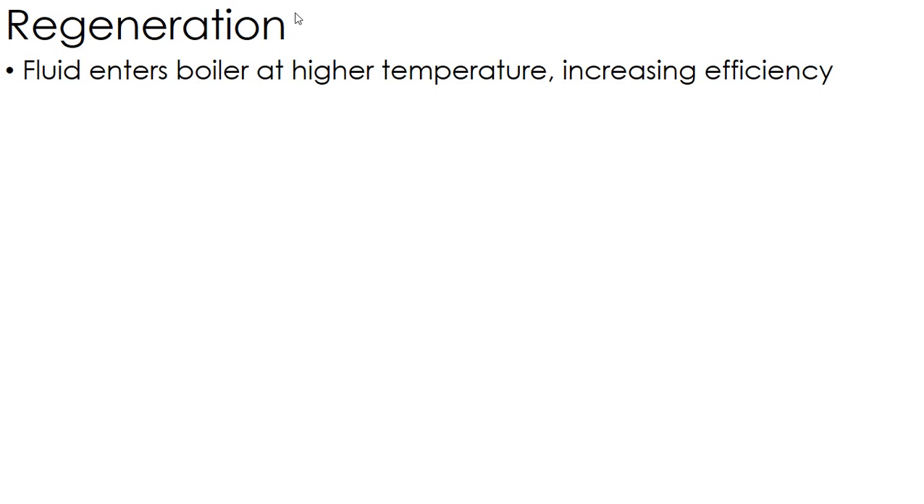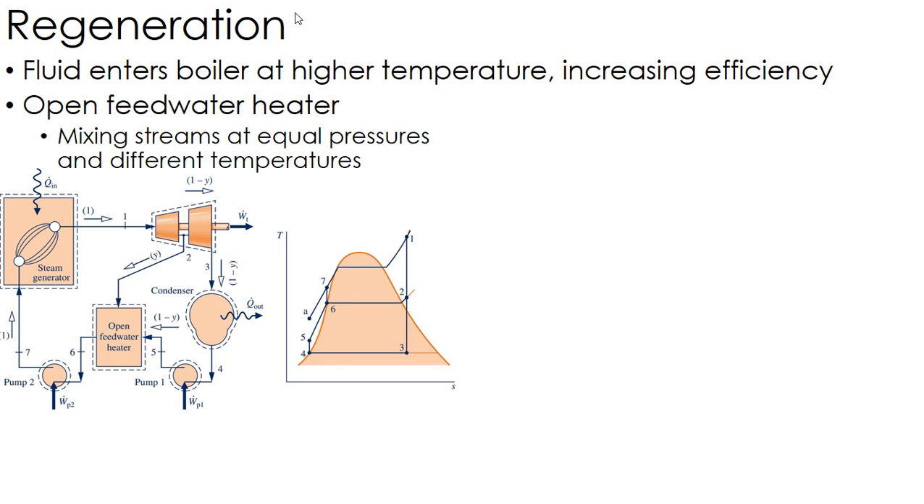Okay, here we're going to talk about the concept of regeneration when it comes to vapor power cycles. The idea behind this is to take some hot liquid and use it to preheat the fluid that enters the boiler. So it has a higher temperature, therefore the boiler does not have to work as hard, with the idea of increasing our efficiency. There are two types of regenerators that we're going to look at.